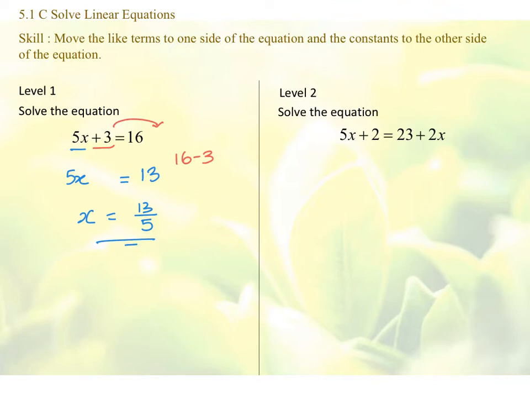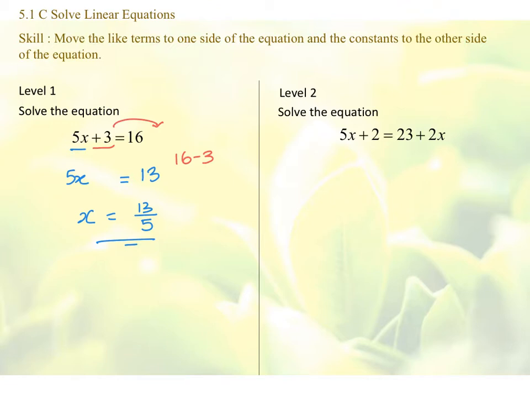Now this is a very basic skill where we shift one constant term over to the other side. What happens now if we need the second type of question where we need to shift both the variable and the constant? So let's take a look at question number 2. Solve the following equation. Have you copied down the question into your exercise book?